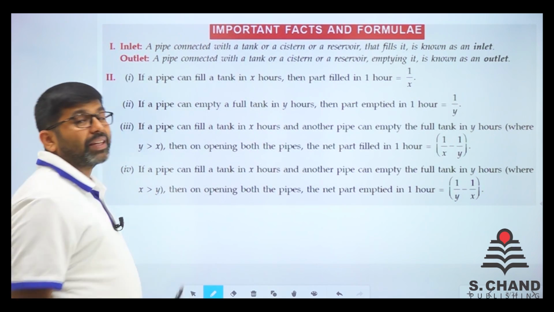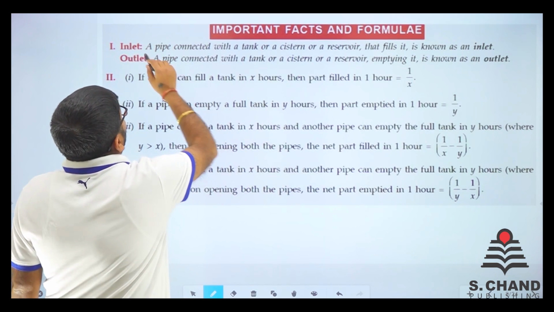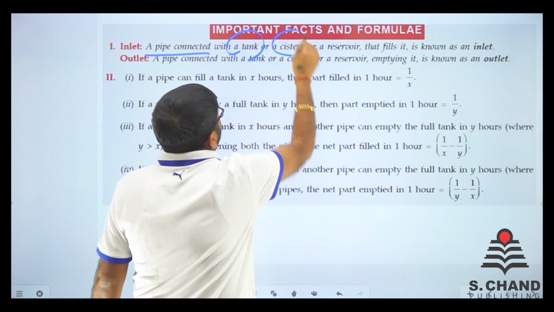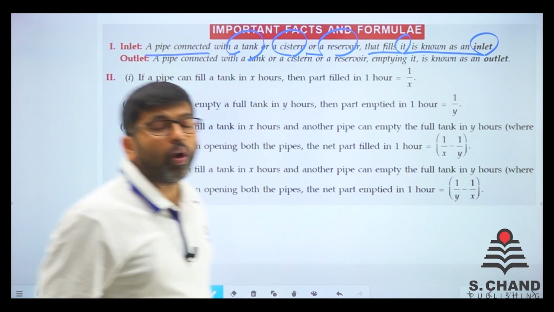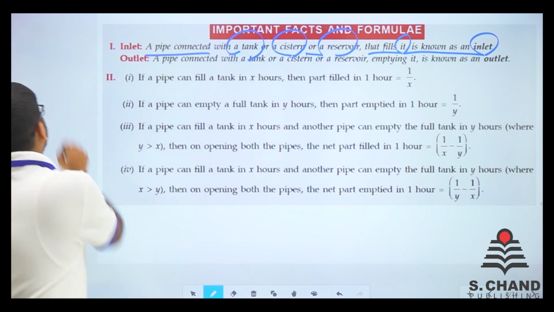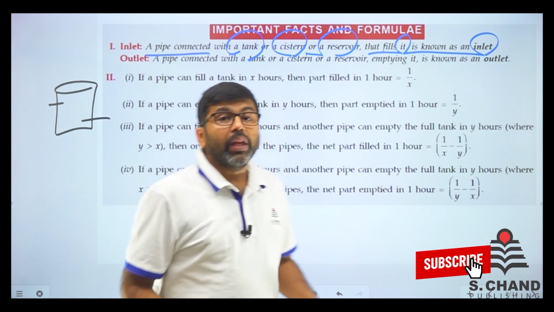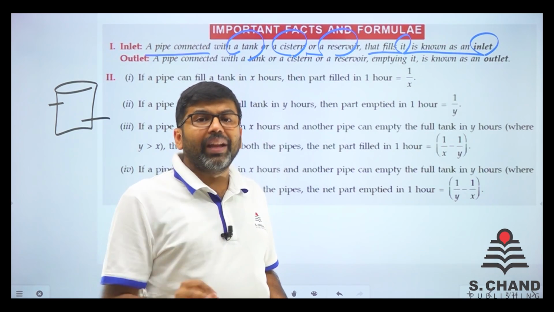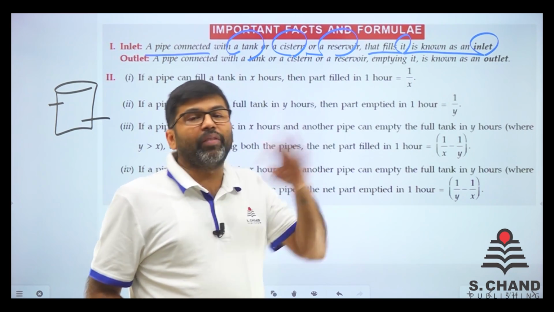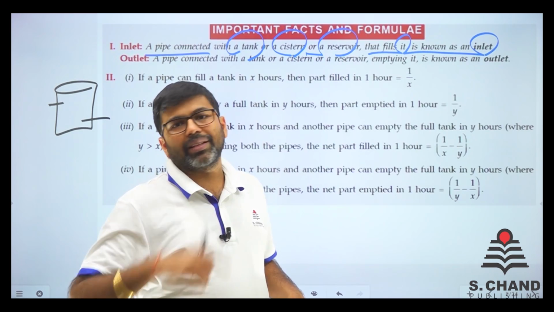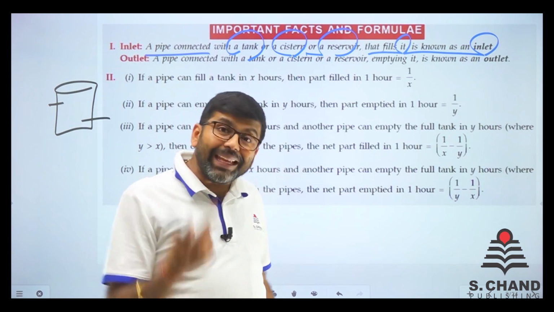We will let you know the concept very easily and briefly. See, what is inlet and what is outlet? A pipe connected with a tank or a cistern or a reservoir that fills it is known as inlet. Basically, the cistern is a tank. The tank is connected to a pipe, that is inlet or outlet. From the inlet, the water or any liquid goes inside the tank, and the outlet is where the liquid which is filled in the tank, reservoir or cistern gets out. So pipes and cisterns is a most common topic of any quantitative aptitude examination.